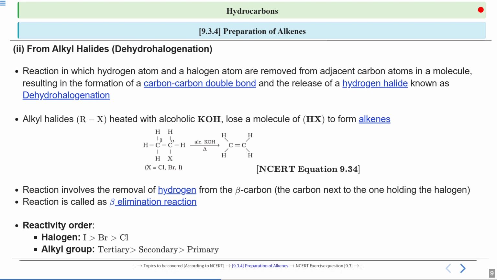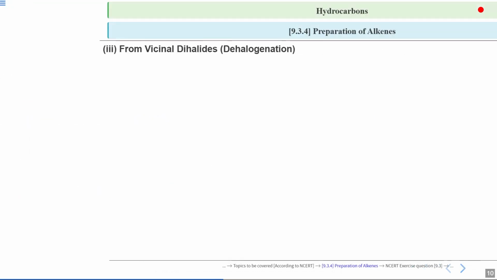If you do the same comparison for tertiary, secondary and primary, then tertiary is the most reactive one. So if your alkyl group is a tertiary one, it's the most reactive. Next is the secondary and lastly is the primary. So this order is very important for predicting the reaction outcomes.